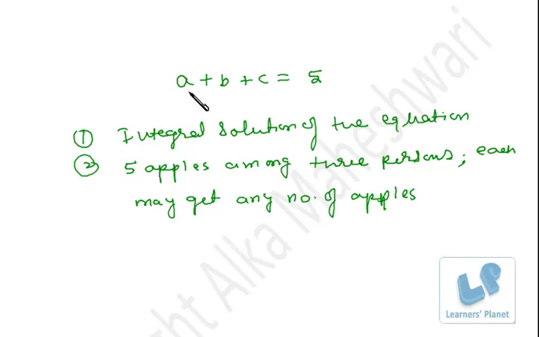That means 0 0 5 is also a possible solution, 0 1 4 is a possible solution, 4 1 0 is a possible solution, 1 0 4 is a possible solution, right? So various solutions are possible in this case, right? Now what will be the difference in approach? In the previous case we discussed the positive integral solution, so 0 was not at all allowed. In this case, which we are discussing now, 0 is also allowed, right? So let's just do how to approach this.